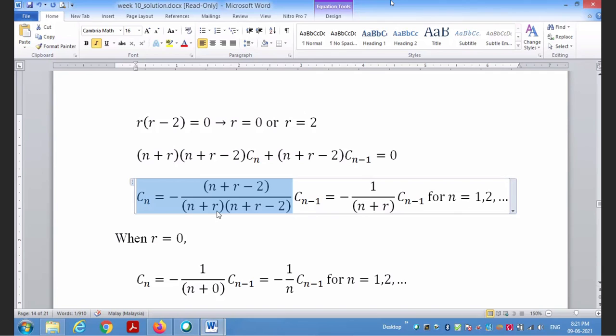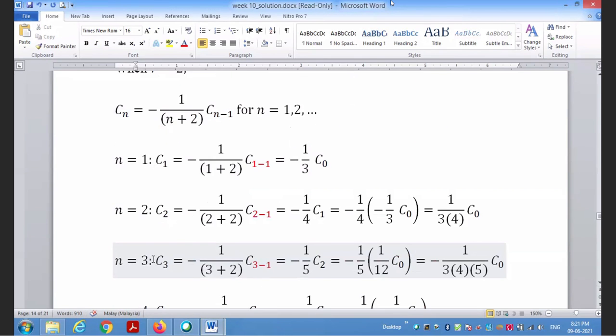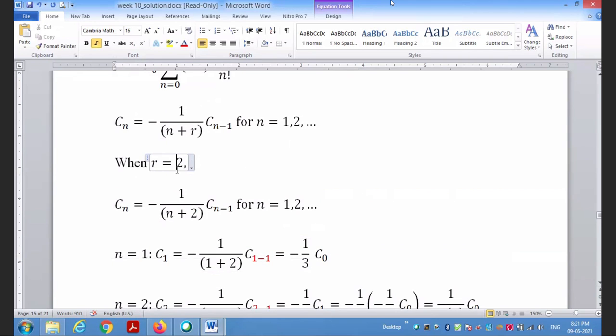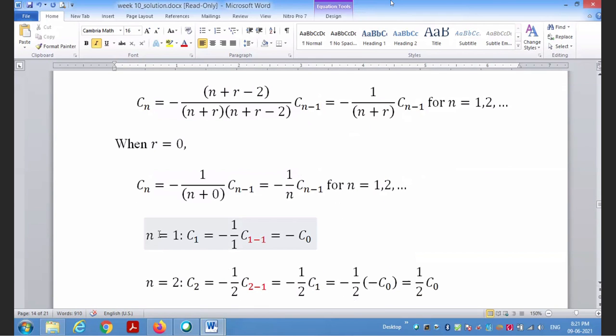So here you will get minus 1 over n plus 0. You have minus 1 over n, Cn minus 1. Okay, so do the same for r equal to 2. If r equal to 2, you replace r with 2. So you have minus 1 over n plus 2, Cn minus 1. For each of them, you need to find the coefficients.